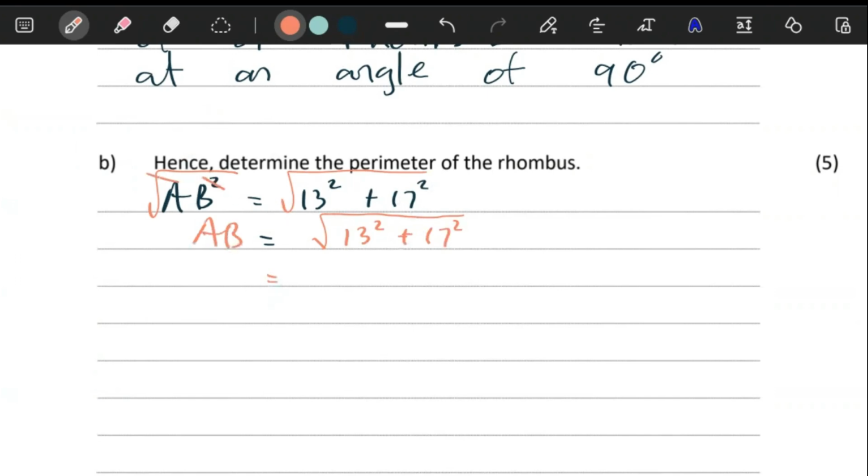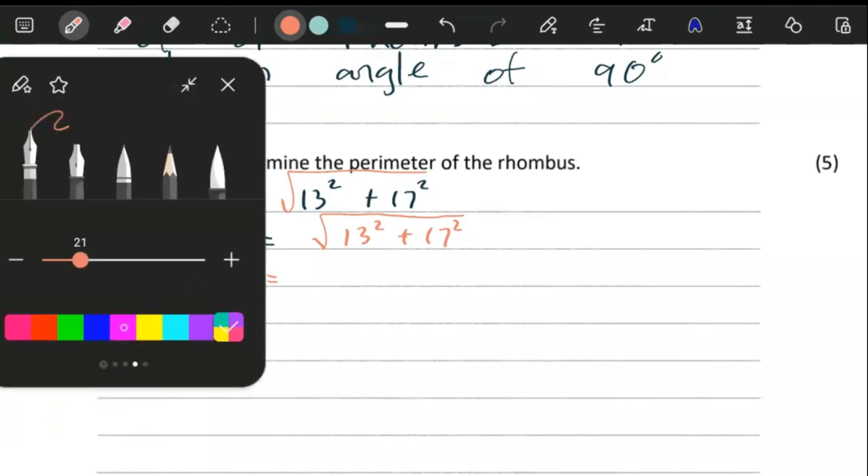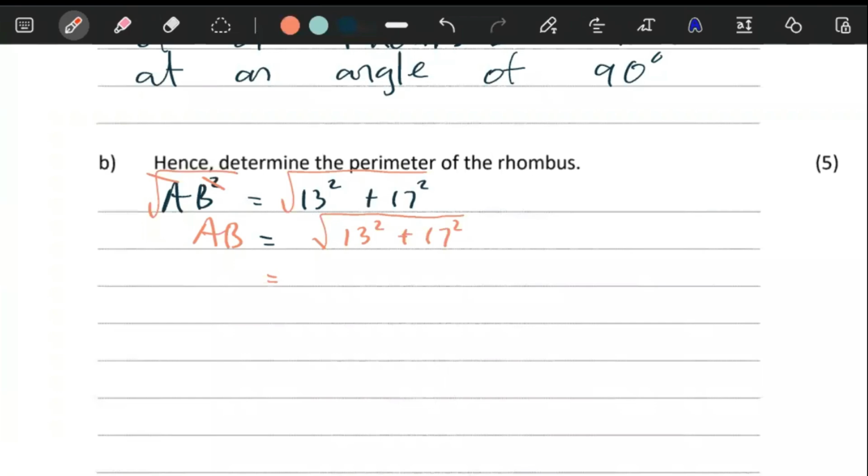So what is this in the calculator? 13 squared plus 17 squared under square root. This is giving us the square root of 458. There we go. And to 1 decimal place, this is giving us 21.4. There we go.